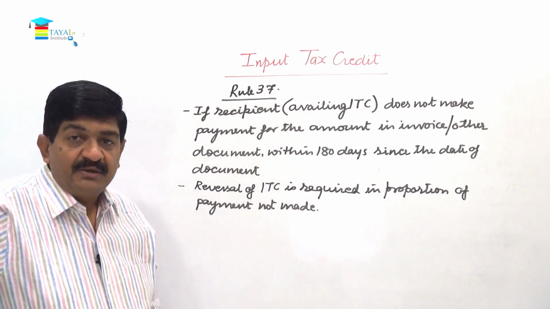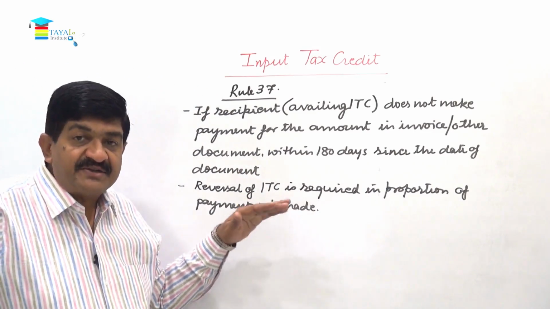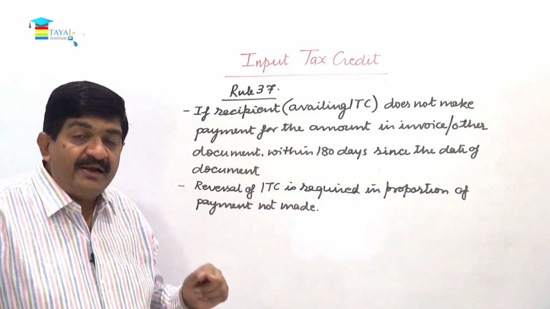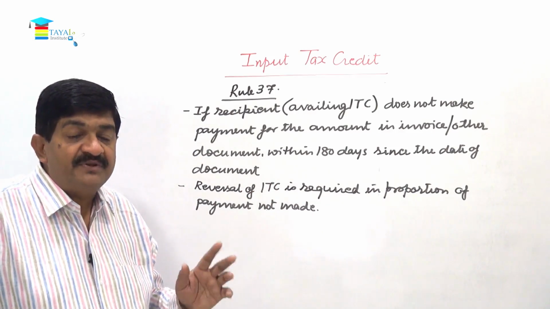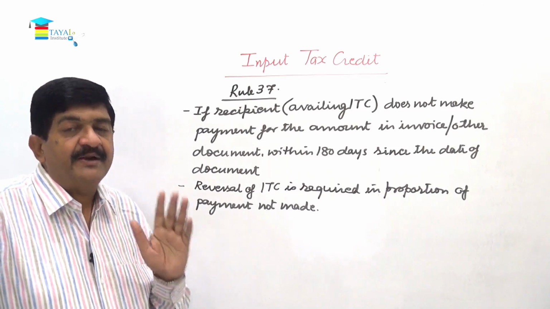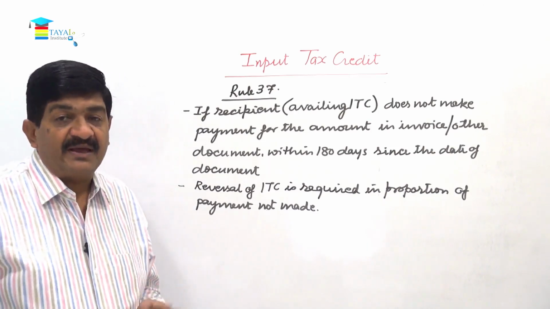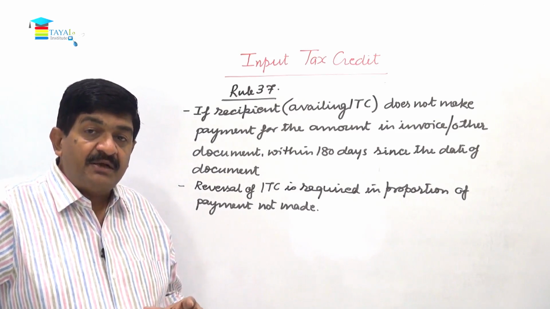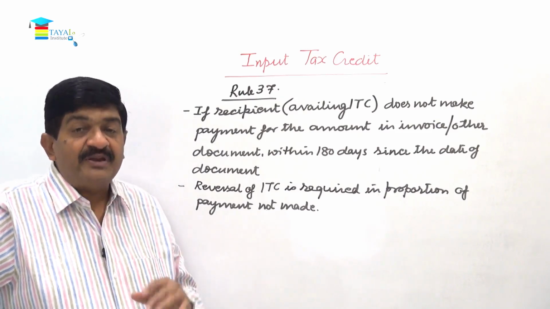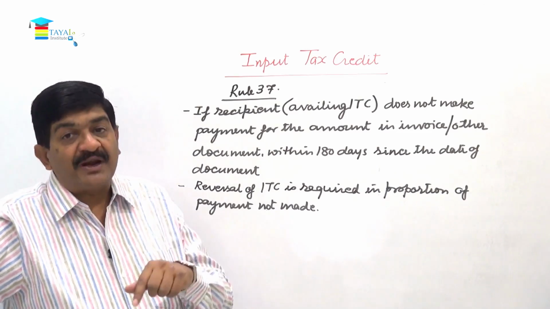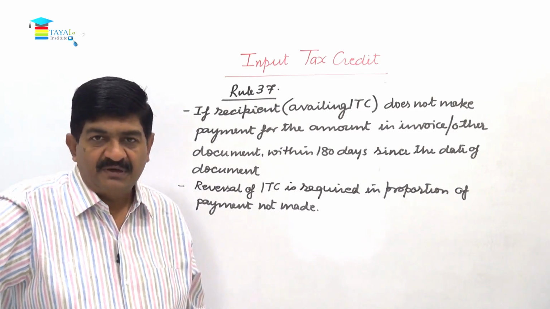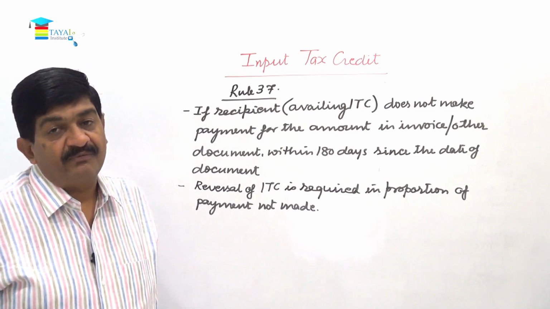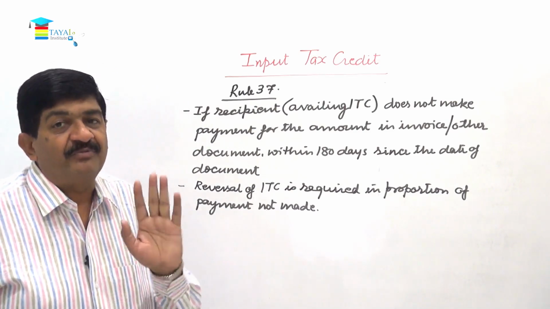But how is the reversal to be done? The amount of credit taken for the amount for which the payment has not been made will be added in the monthly liability of the month in which the period of 180 days expires, right? So assuming that 180 days are expiring on 20th of May 2018, then the credit taken earlier will have to be reversed by way of addition in the output liability for the month of May 18, right? And not only that, the reversal will have to be done along with interest for the period since the credit is taken till the payment is made.